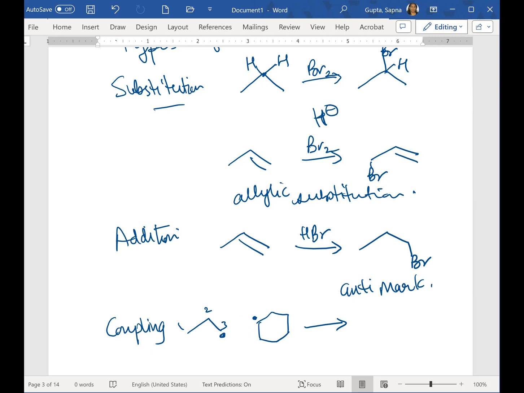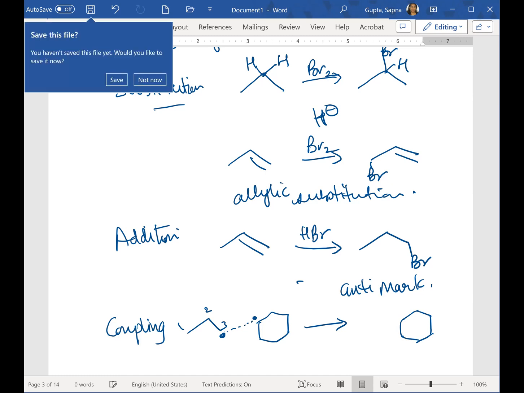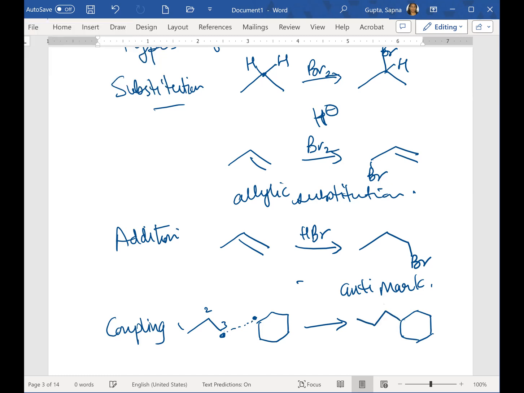So let's see in this one, what happens in coupling is when you just join two things together. So you still have the cyclohexane, but now you will form a new bond where the dash line is. So now here, 1, 2, 3, so there's a carbon, which means this is a new bond that we have just formed, and that's called coupling. And this is something that also happens a lot.